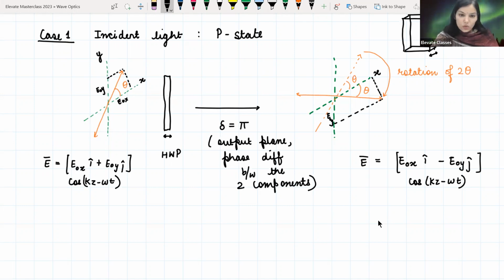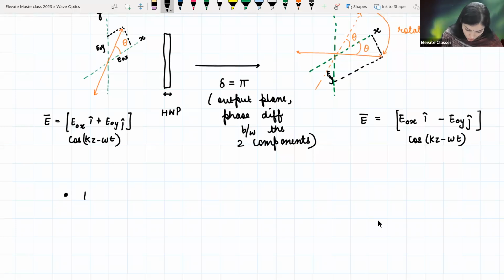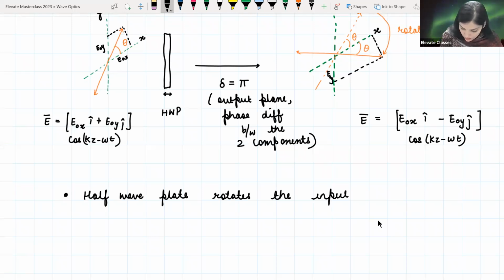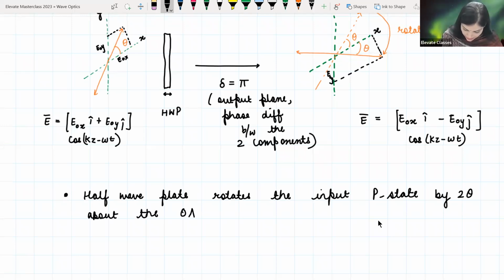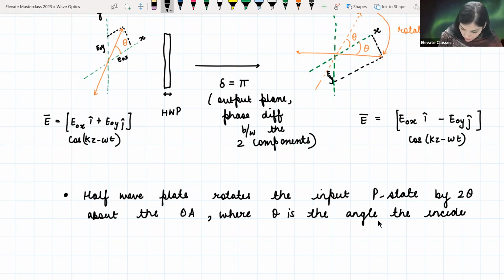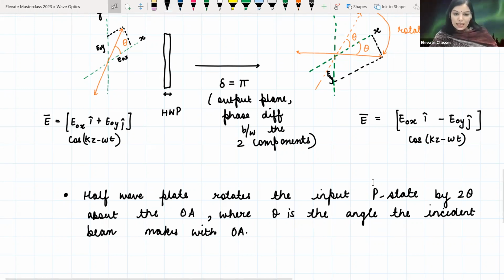Okay, so just make a note that here the half wave plate rotates the input P state by 2 theta about the optic axis, where theta is the angle the incident beam makes with the optic axis. Okay, so now this was the easy case, we studied it yesterday also.